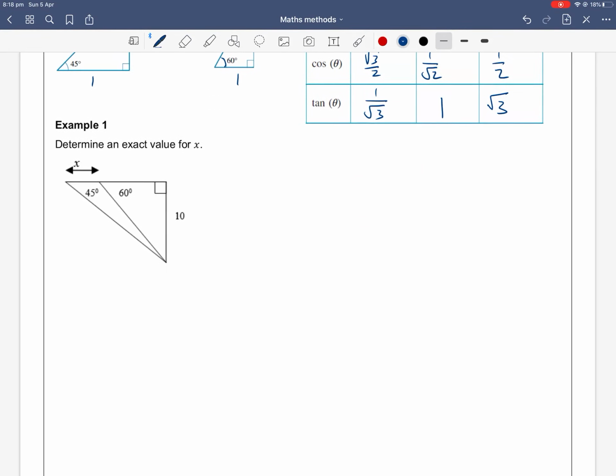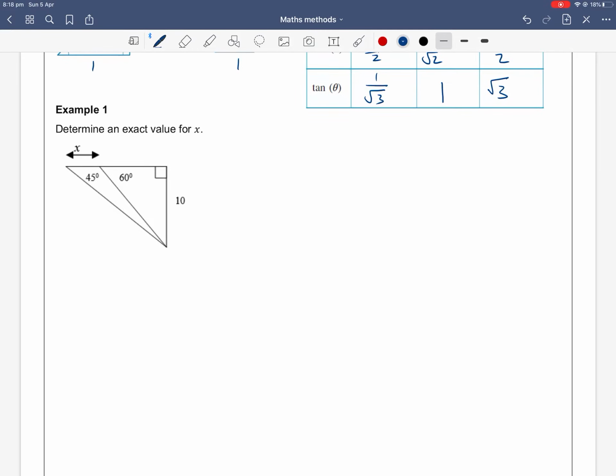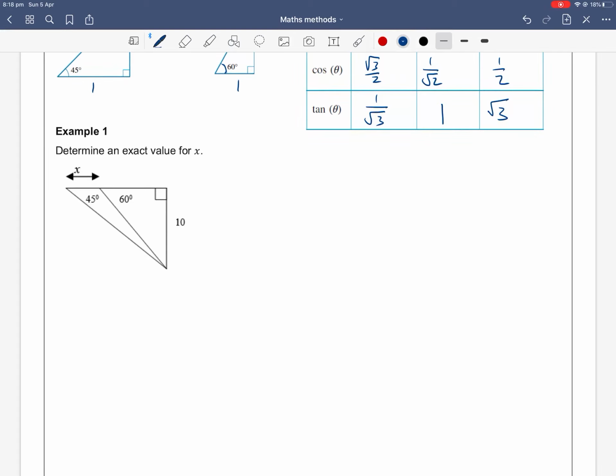So example 1 combines SOHCAHTOA. Determine the exact value for x. So x is the little distance over here. We're trying to find that out. So we know that this angle is 60 degrees and this angle here is 45 degrees. It's a right angle triangle, so immediately we can either use Pythagoras or SOHCAHTOA to make things work.